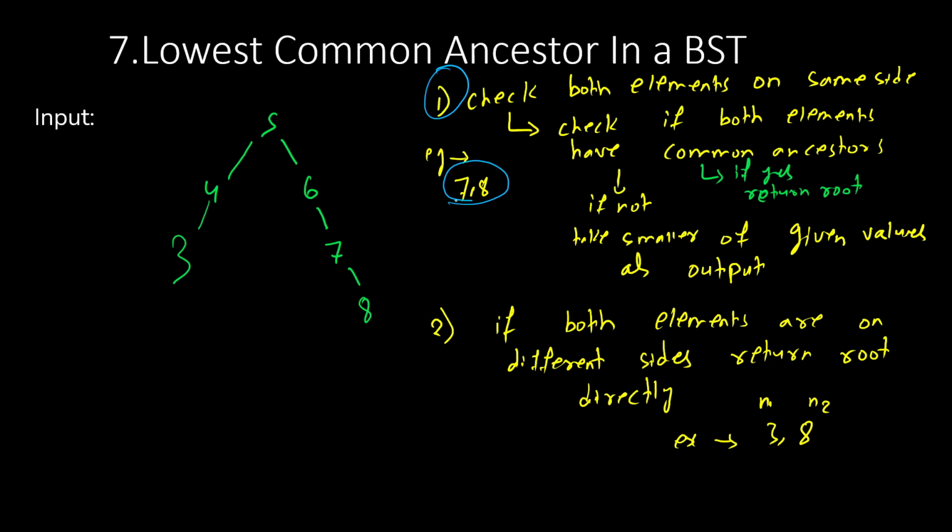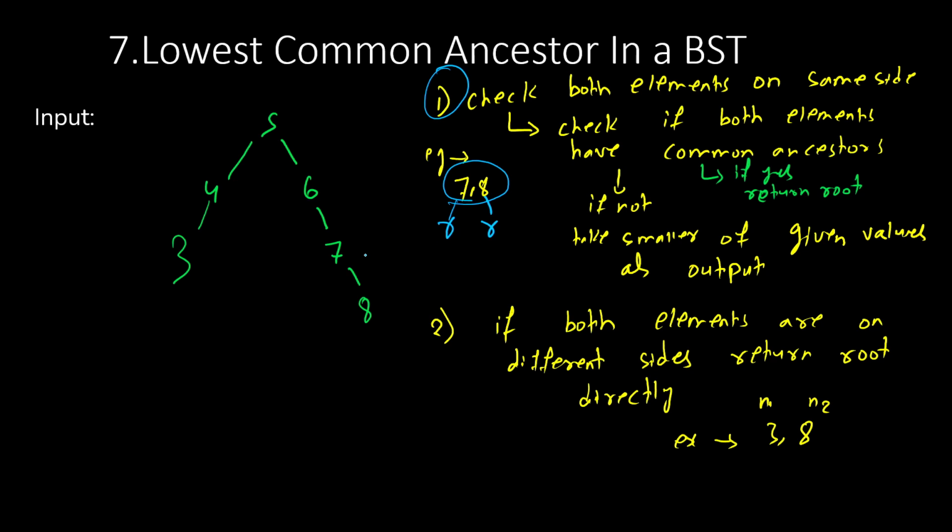Now, we compare: 5 is smaller than 7. So 7 is greater than the root element. That means 7 is on the right side. Similarly for 8, 8 is also on the right side. So we know that both are on the same side. This will satisfy condition 1. So after satisfying the condition, we're going to check whether both elements have a common ancestor or not.